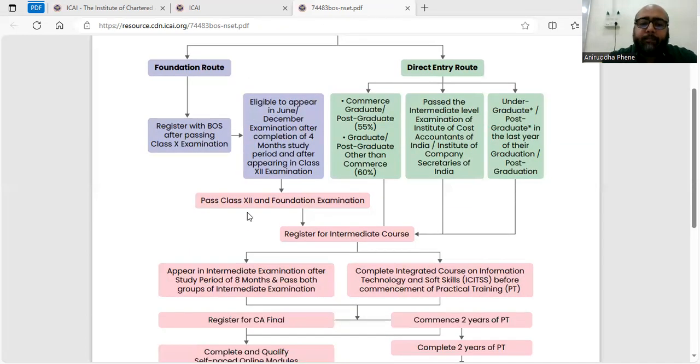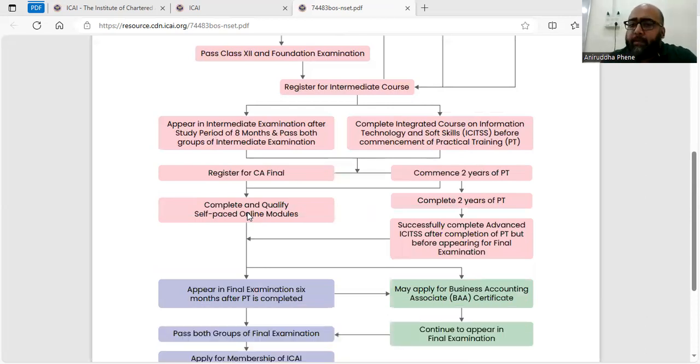After that, once you clear intermediate, they have now reduced the subjects to 6. Earlier, there were 8 subjects in intermediate. Now they have reduced it to 6 subjects. That is one change. In foundation, there are 4 subjects: accounts, maths, law, and economics. In intermediate, there are 6 subjects now. I will discuss the subjects after this.